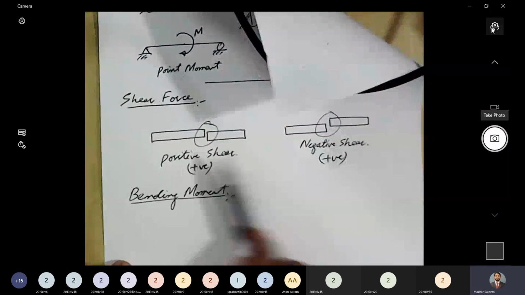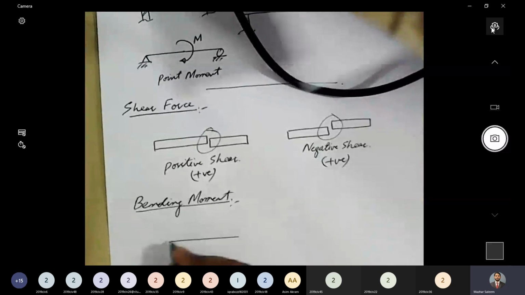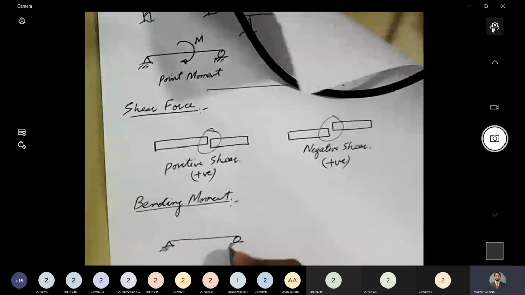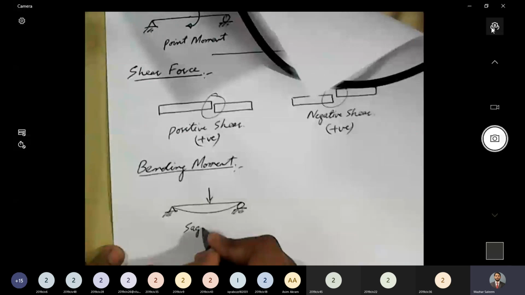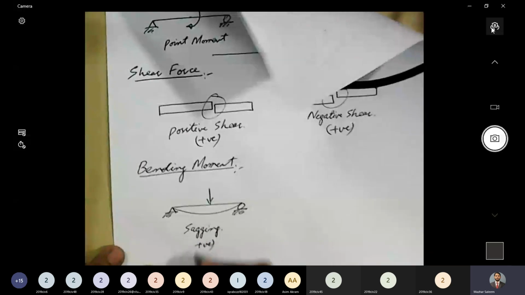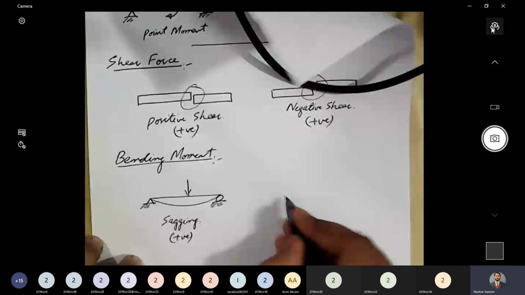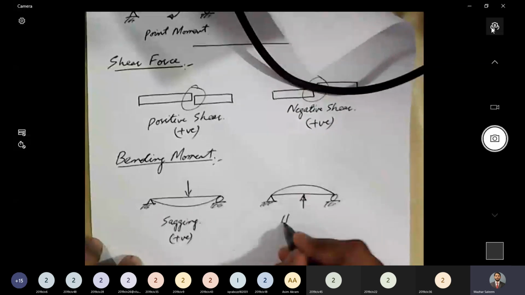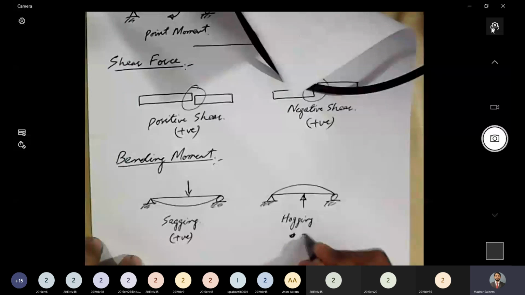Just like shear forces, there are two types of bending moments. If I have a beam and a load in the downward direction, that load will cause the beam to bend like this. This type of bending is termed sagging, and our sign convention will be that we take sagging as positive. The other possibility is that the load acts in the upward direction and causes the beam to bend like this. This type of bending is termed hogging, and we will take hogging as negative.